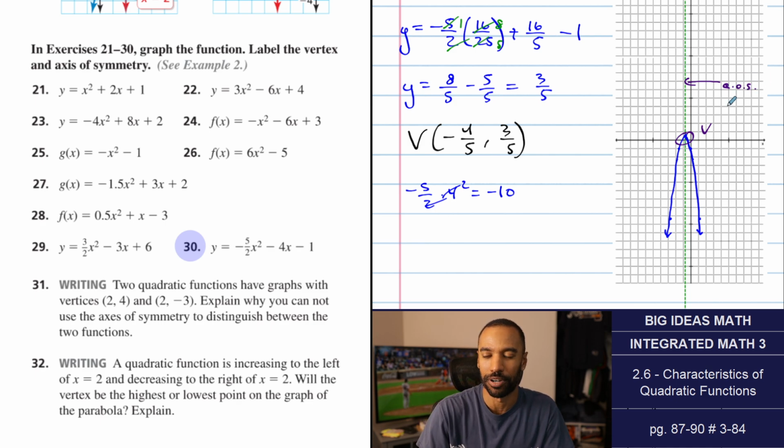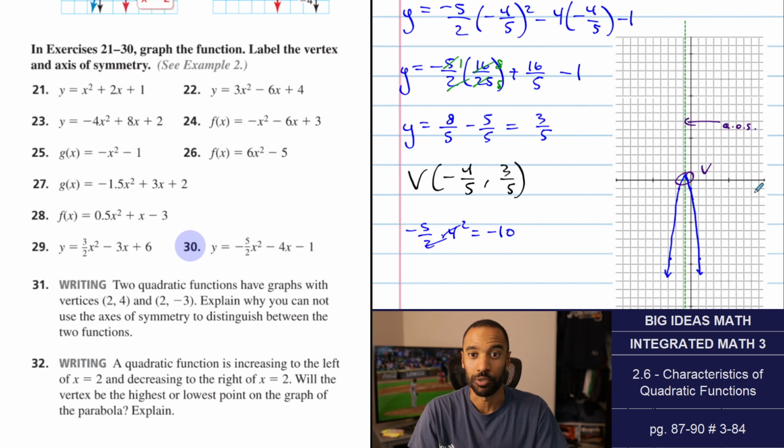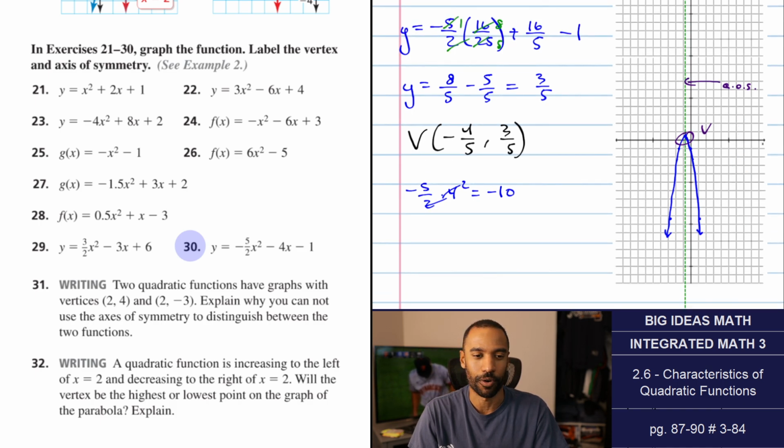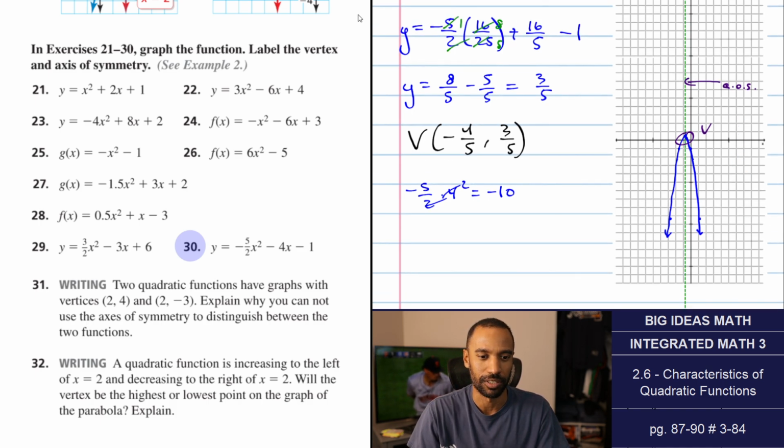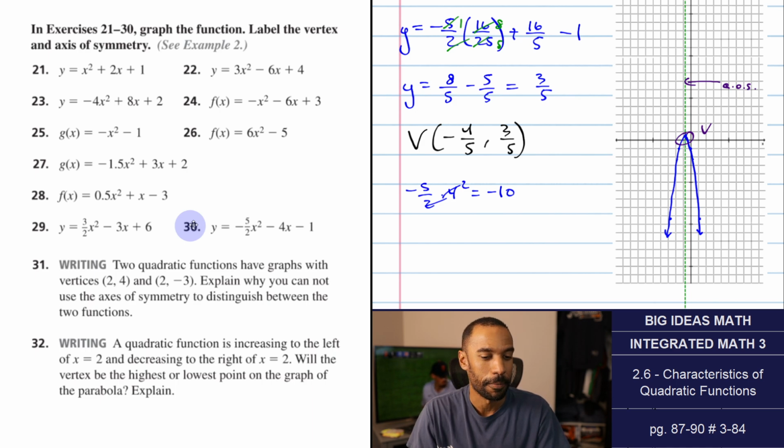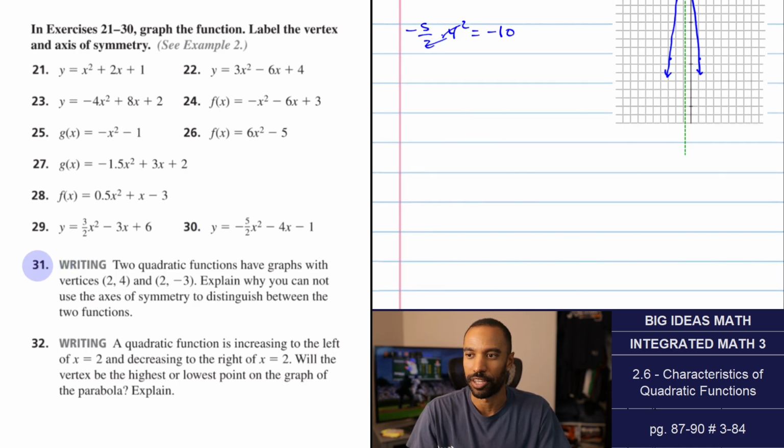Given that you have 84 questions in this problem set. You don't, I do. Given that I have 84 questions in this problem set, that's among the questions I didn't want to see on number 30. All right. 31 and 32 are writing, so maybe no graphing here.